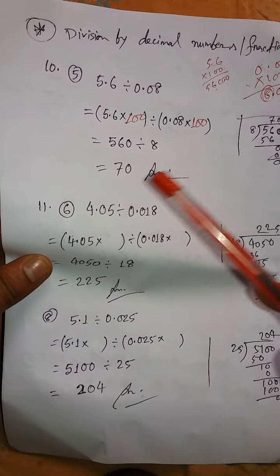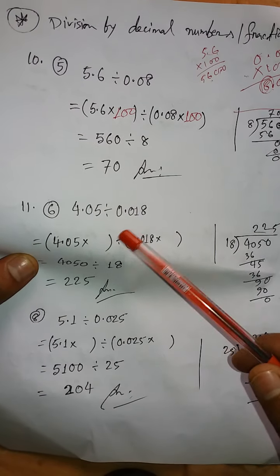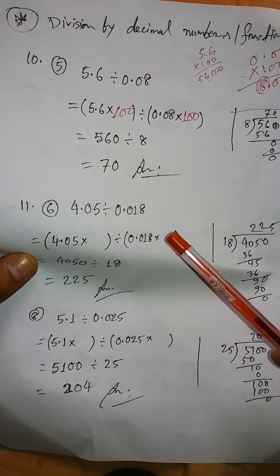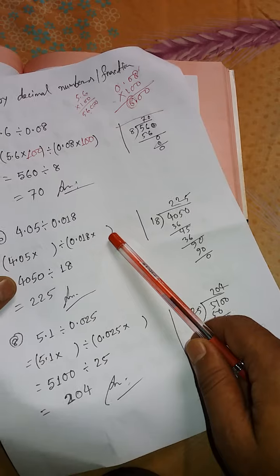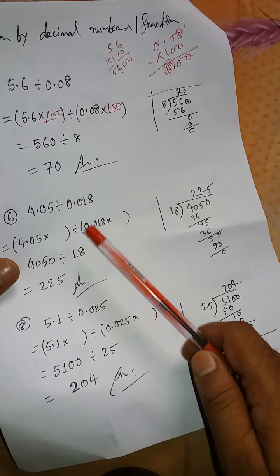Well, number 11.6: 4.05 divided by 0.018. Look here, I didn't write anything. I left it blank so that I can make you understand. As I said, for this decimal we have to free the divisor from the decimal.